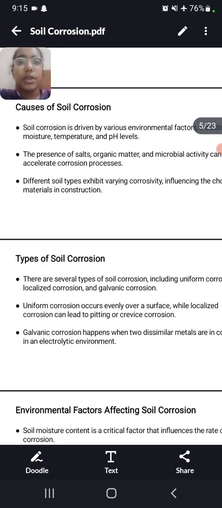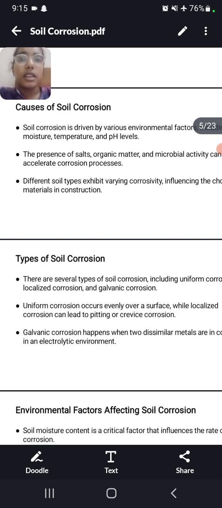Chloride and sulfate ions. High concentrations of chloride and sulfate ions in the soil can increase corrosion, particularly for metals like steel and aluminum. Next is oxygen availability. Aerated soils can promote localized corrosion such as pitting due to differential aeration. Soil type and texture. Clay, slate, and loamy soils can retain more water, which may lead to higher corrosion potential. Sandy soils generally drain better and may have lower corrosion risk.